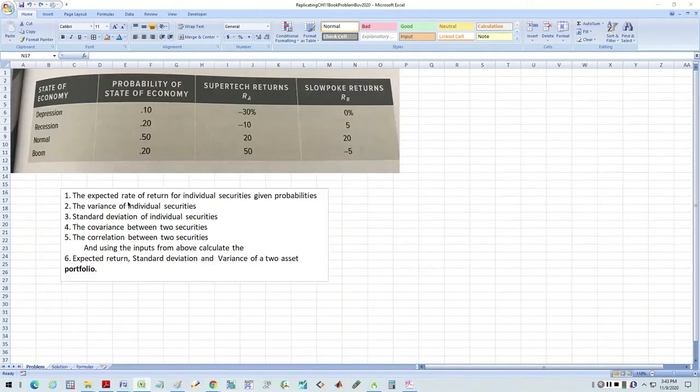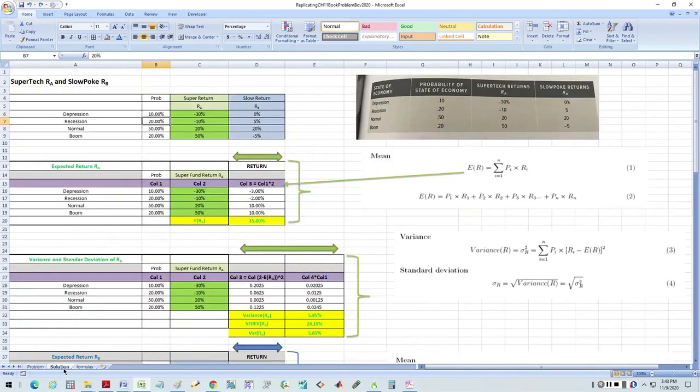So the first thing we're going to calculate is the expected rate of return of RA and RB, or Supertech and Slowpoke. So let's get started. So we have expected return R of A. What I've done is I have the probabilities copied, and I have in column 1 and column 2 all the returns from Supertech, or R of A. So I have this column, and I have the probabilities in this column, and I have the rate of return under the probabilities in this column.